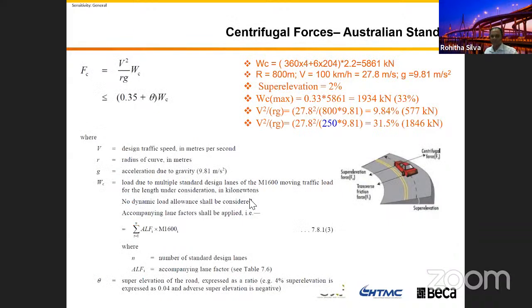The centrifugal force. Again, you studied this in your A level. MV squared divided by R, right? In this case, V squared over R, WC over G. This makes sense because WC is in kilonewton, so you need to divide it by G, gravitational acceleration, to make this one M. It's the same equation, right? You just calculate. The only difference is this factor.